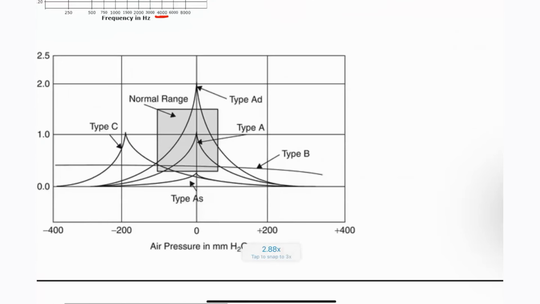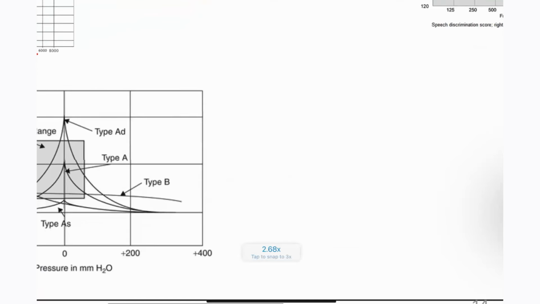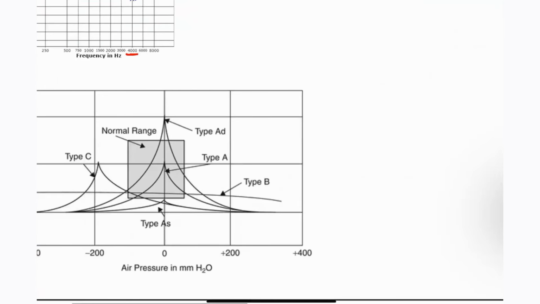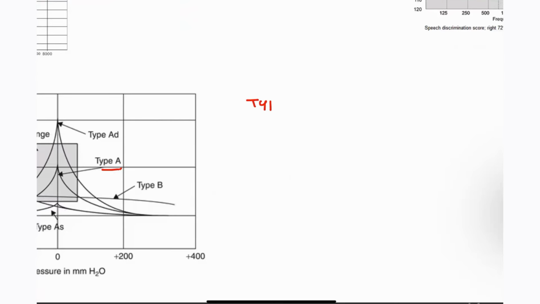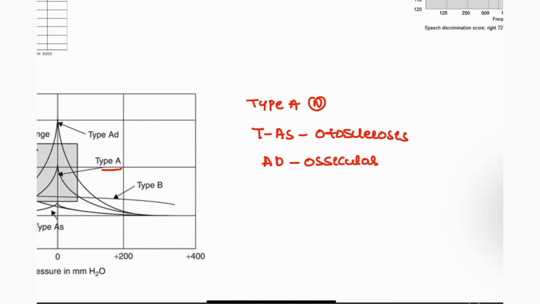Next, this is the last year's asked question, guys. What is this one? This is tympanometry. For patients suffering from tympanometry defects, what is the normal that you have to understand? Type A is the normal range. Next, type AS is due to the ossicles, the otosclerosis condition. Next, AD is due to ossicular dysfunction or dislocation.